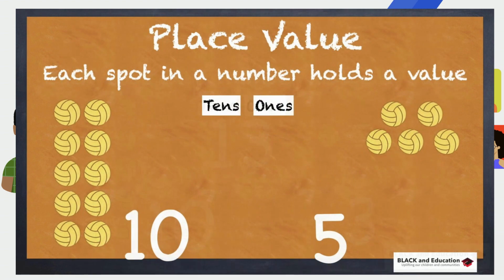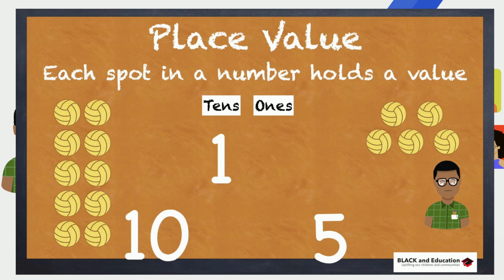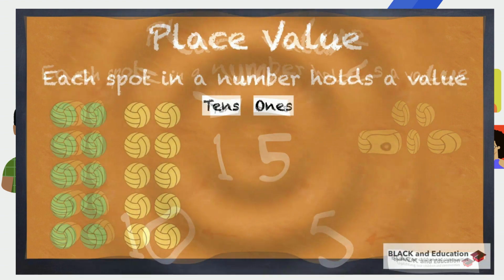So if I look at this, let's say I had another number. Let's say I have 15 right here. I have 10 volleyballs on the left, and I have 5 on the right. So if I put 10 plus 5, I'm going to have 15. That means I have 1 ten, right? And then I have 5 ones, and that's what the number 15 is. It literally is one group of 10 plus 5 ones. That's what the number 15 is.